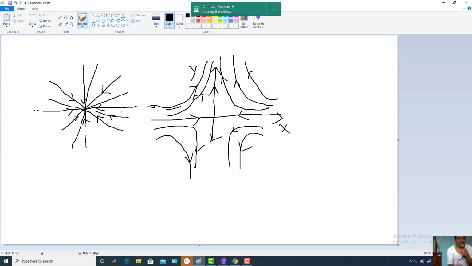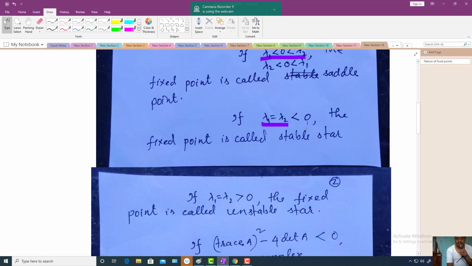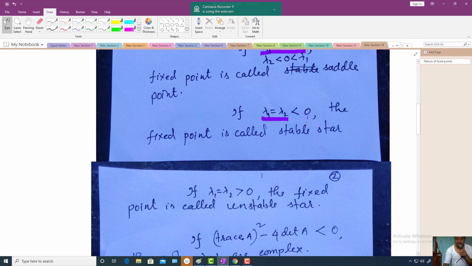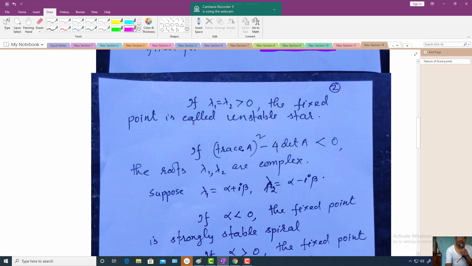It is like a star form, no? Everything is converging toward the origin. It looks like a star. If lambda 1 is equal to lambda 2 and both are negative, then the fixed point is called a stable star. If lambda 1 is equal to lambda 2 and both are positive, instead of moving toward the fixed point, it is moving away from the fixed point in a straight line, so it is called an unstable star. So when lambda 1 is equal to lambda 2 and both are positive, the fixed point is called an unstable star.